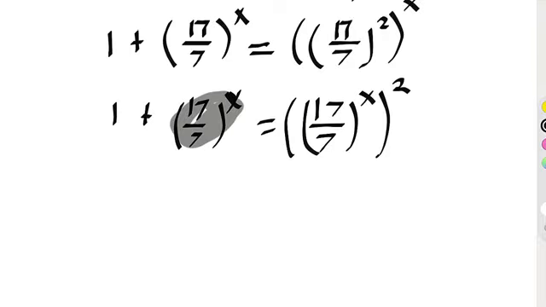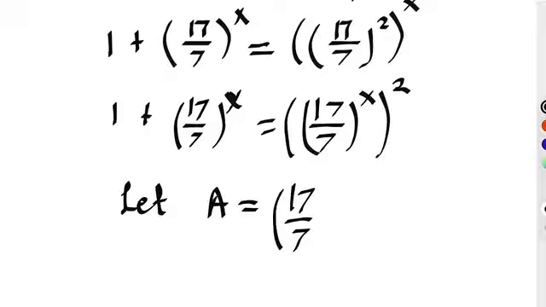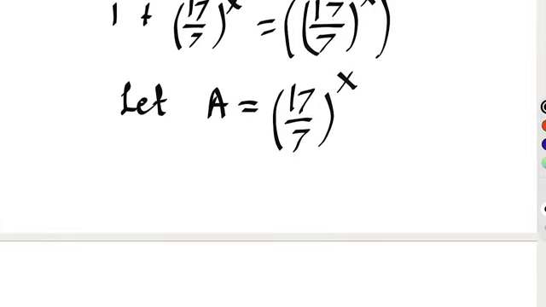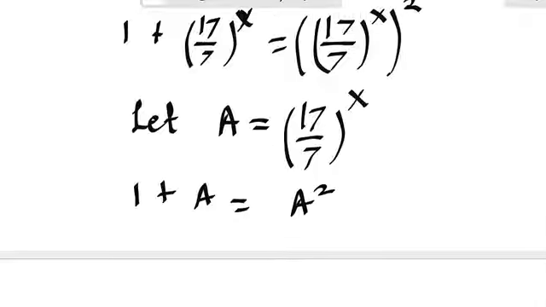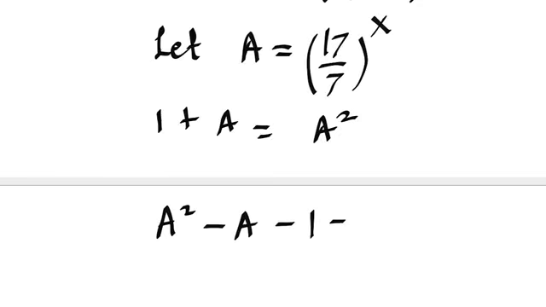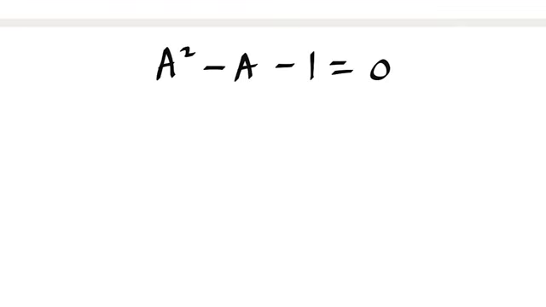We can do a replacement. By introducing, let a be equals 17 over 7 all to the power of x. Which means we are going to have 1 plus a equals a to the power of 2. Then from here, we have a squared minus a minus 1 equals 0. Are you following? We are now having an equation in terms of a.